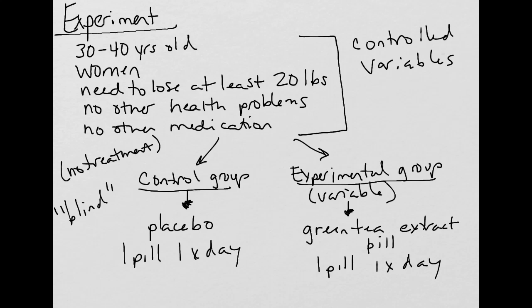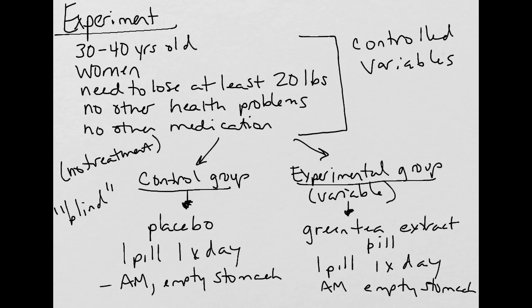We are going to control some more things here. We're going to tell them that they have to take the pill in the morning on an empty stomach. Okay, you're going to control everything you can. You're going to tell them to go about their daily routine. Do not add new exercise programs or anything. You want to just keep everything as they lived their life previously, just adding the green tea. Okay, so those are the things that we will be asking these people to do.